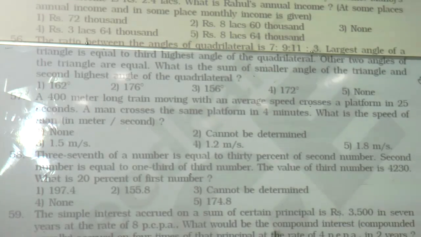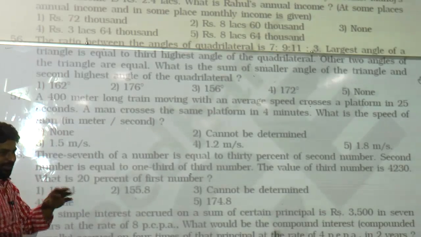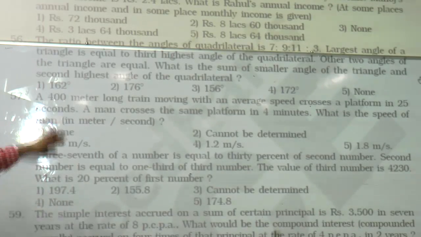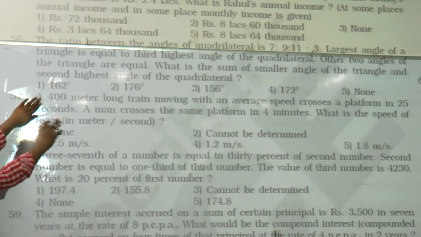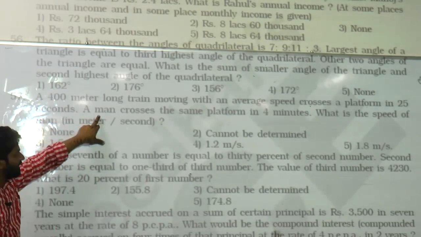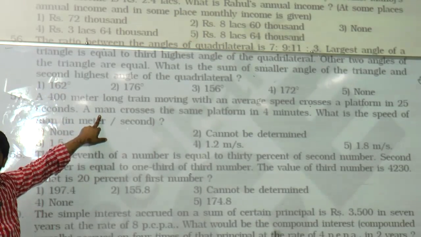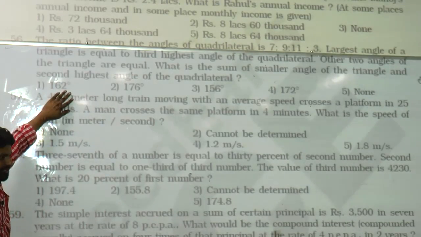Answer: cannot be determined. Because you don't know the speed of the train. If you know the speed of the train, you can calculate. Or, if platform length is given, you don't need to mention anything about the train. Only this will give you the answer. If platform length is given, you don't need other information.